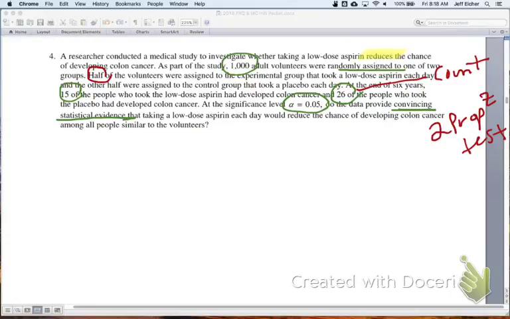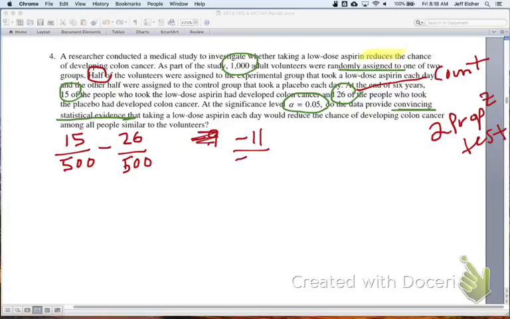So the difference I observe is 15 out of 500 minus 26 out of 500. That is a difference, what is that, 9? No, 11. So that means 11 fewer individuals developed colon cancer when they were taking low-dose aspirin.